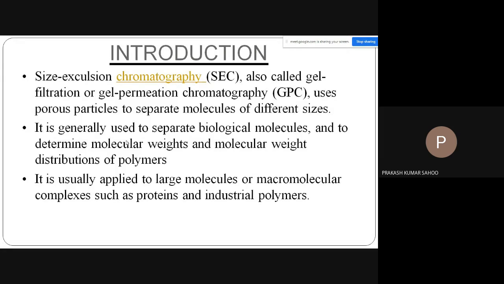It is generally used to separate biological molecules and to determine molecular weight and molecular weight distribution of polymers. So these have a wide application in the biological field. It is usually applied to large molecules or macromolecular complexes such as protein and industrial polymers.